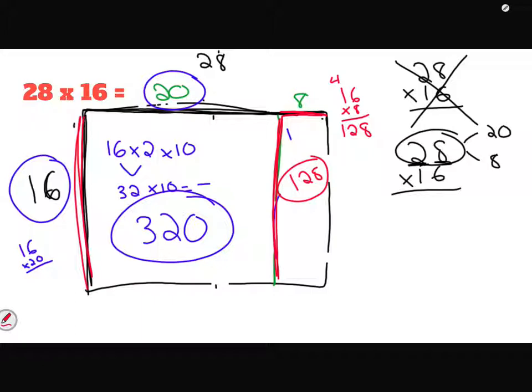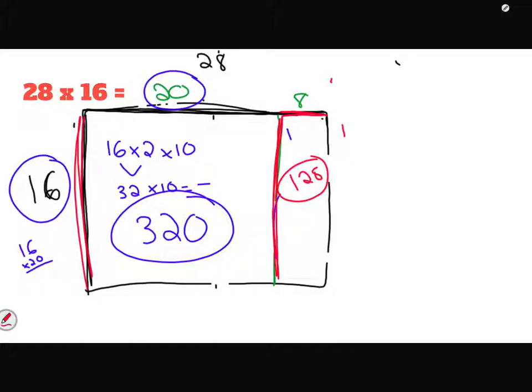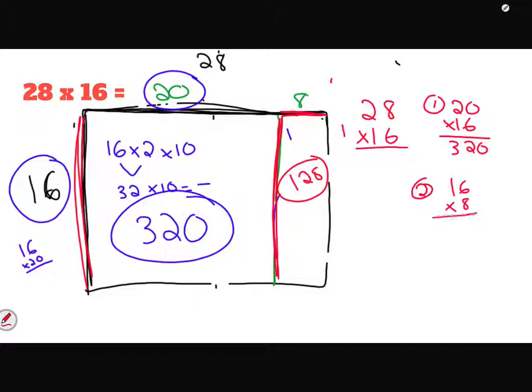Now, if I have 320 in one box and 120 in the other box, and I want to solve the whole problem, I'm going to put those two together. So as of right now, if I'm looking at my original problem, which was 28 times 16, I broke this up into 2 steps. I first did 20 times 16 and got 320.